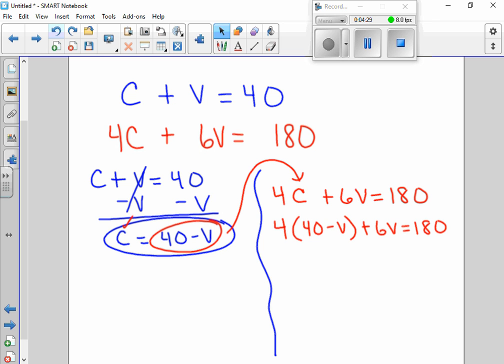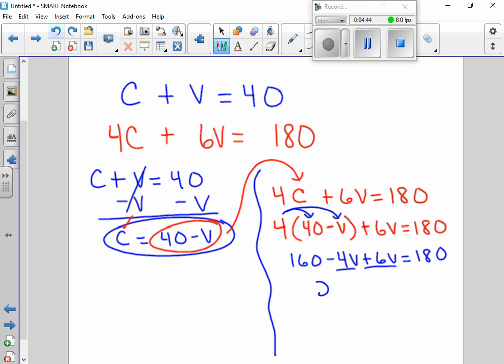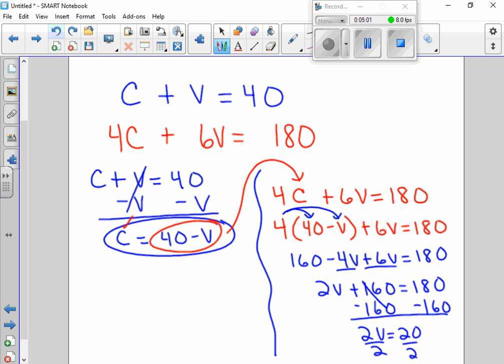Okay, from here, this is your simple algebra skills from earlier in the year. We all know how to distribute, combine like terms, and solve. Which is why I don't want to spend a whole bunch of time in this video doing this, because I know you guys are pretty comfortable with this skill. Like terms, I got 2V. I got that positive 160 equal to 180. You could keep the 160 in the front if you want to. All right, minus the 160 to the other side. And I got 2V equals 20, which means that V equals 10.